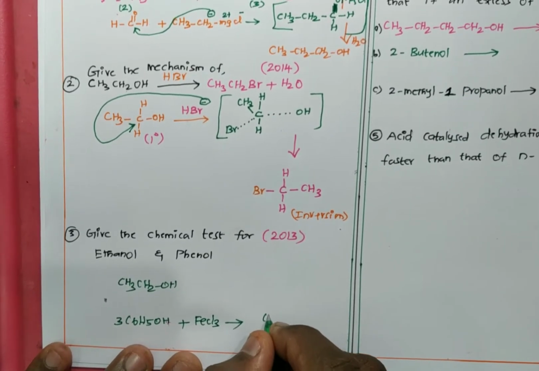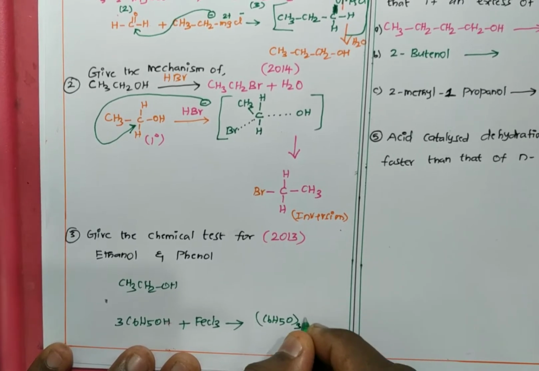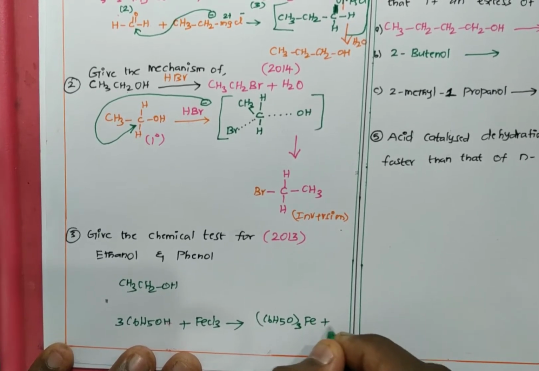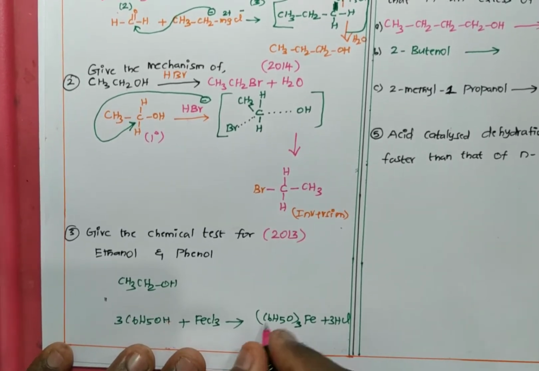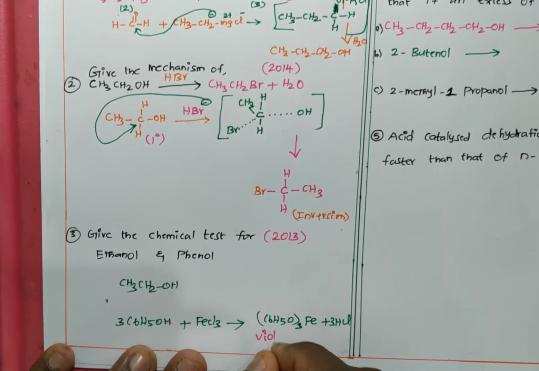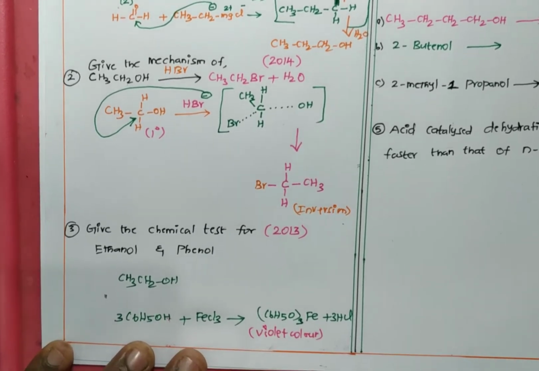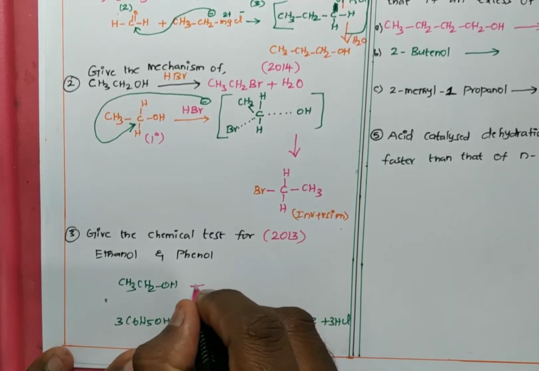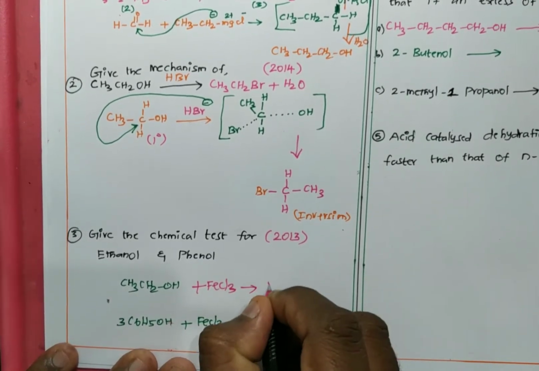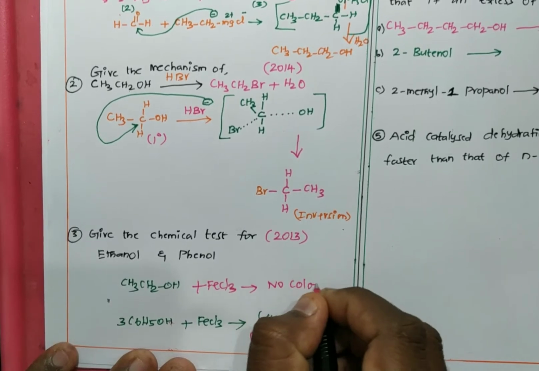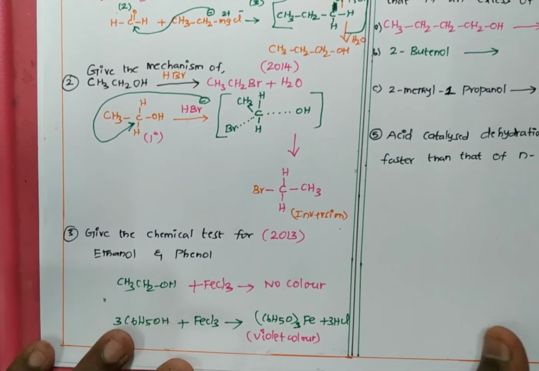Along with that, (C6H5O)3Fe is formed along with 3HCl. This is a violet color. The violet color is formed because of that complex. But in the case of ethanol, if it reacts with FeCl3, there is no color. By that way we can distinguish both, phenol and ethanol.